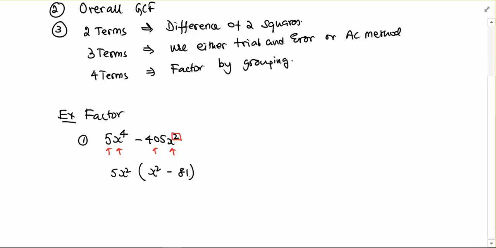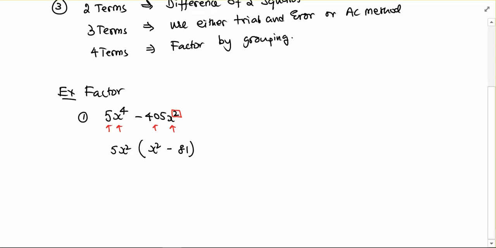Now I'm looking to see if these are the difference of two perfect squares. Is x squared a perfect square, x and x? Yes, it is. 81 is a perfect square, yes. So my A is x, B is 9. So I can now continue to factor this as 5x squared times (x plus 9)(x minus 9).